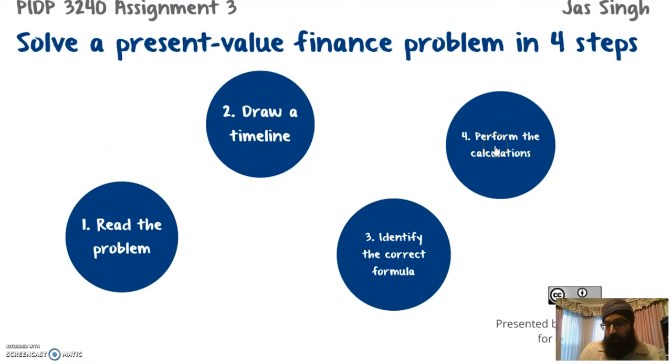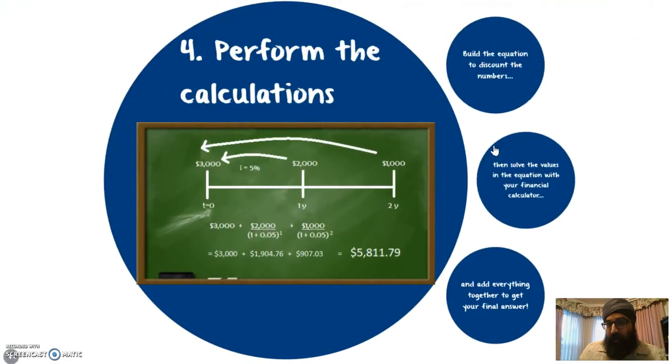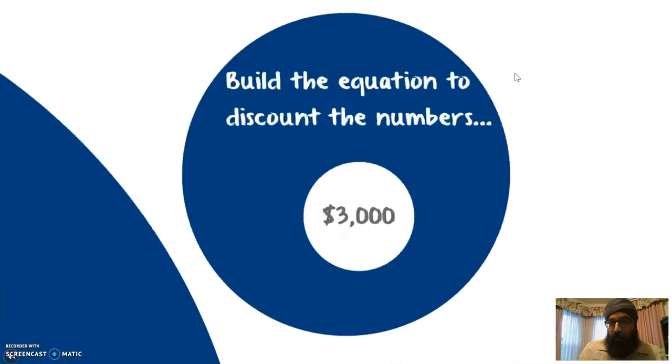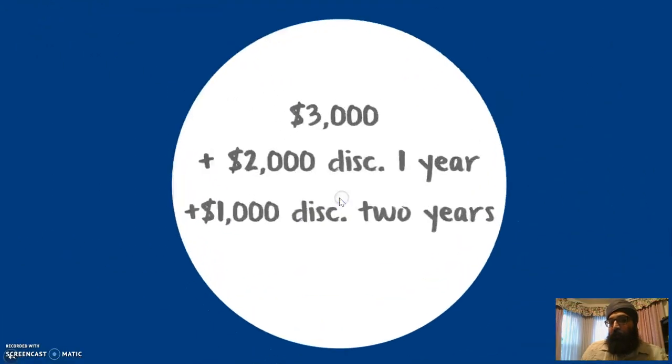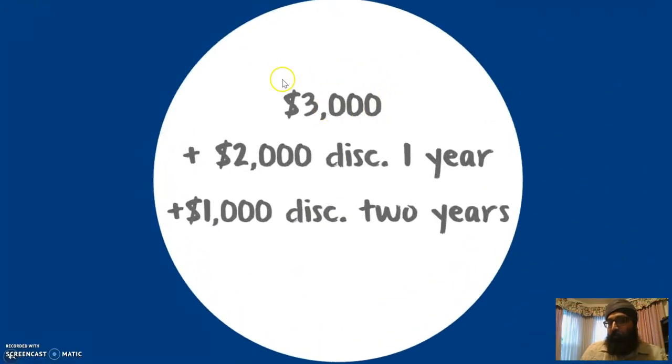So step 4, the last step, is to perform these calculations on your calculator, right? So if you have a finance calculator, you can go ahead and do that. We look on the timeline and we build an equation to discount these numbers correctly. So we have $3,000. First off, we don't have to do anything here, right? Nice and easy. 3,000 today. We have it in present value already.